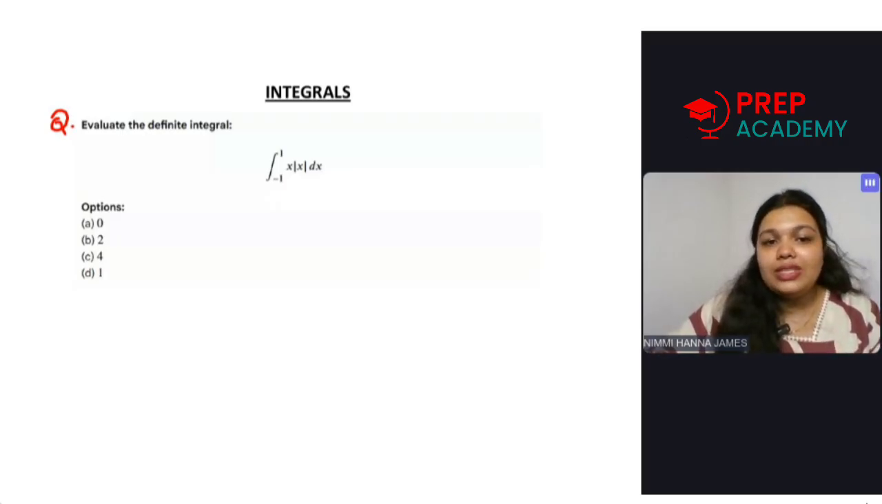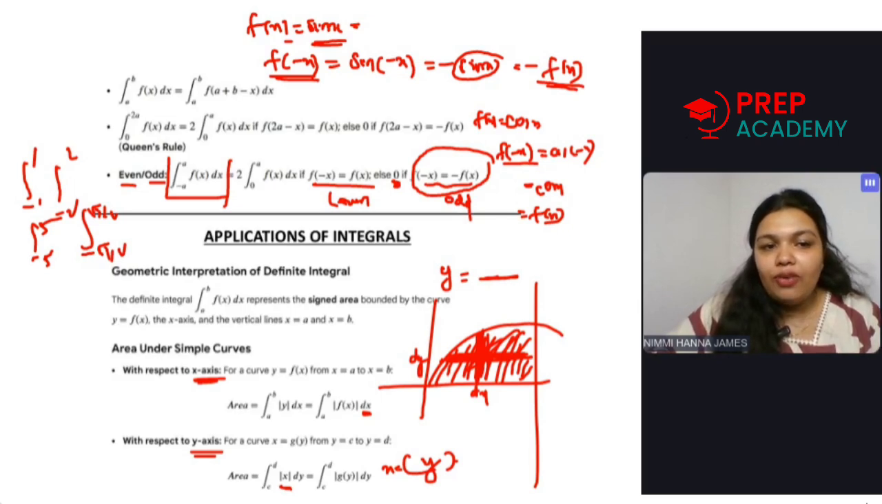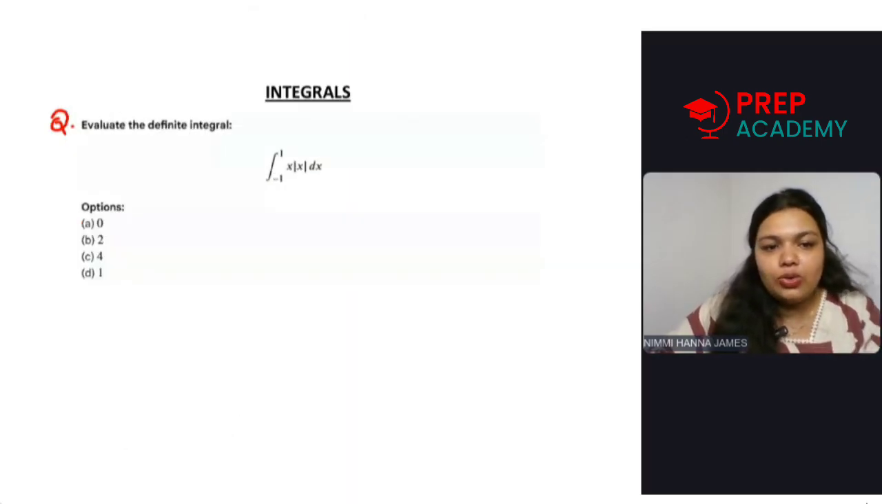Okay, so see here, it is an integral where the limits are minus 1 to 1. That is, the lower limit and upper limit are the same number but with different signs. So what did I say about integrating such functions? The first thing we have to look for is whether it is an even or odd function. Here in this question we have f of x is x mod x, correct?